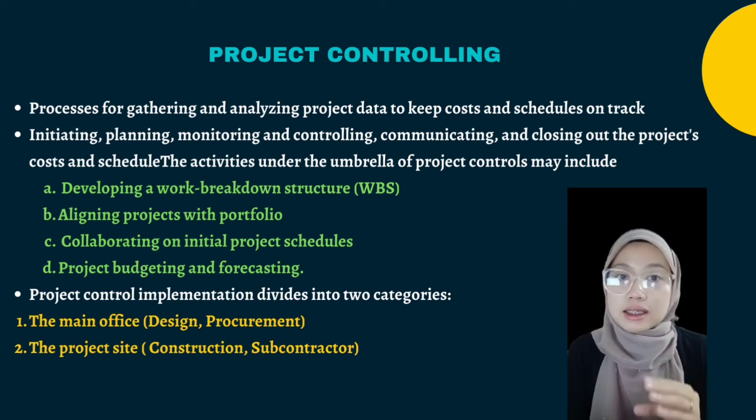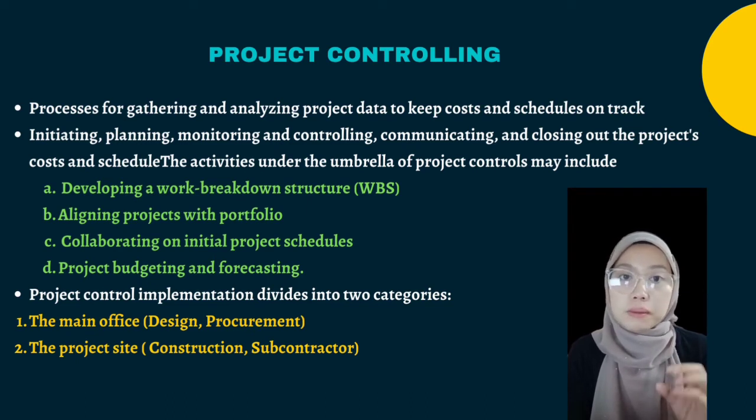The activities under the umbrella of project controls may include, firstly, developing a work breakdown structure, which is WBS, aligning projects with the portfolio, collaborating on the initial project schedule, project budgeting and forecasting, and so on.